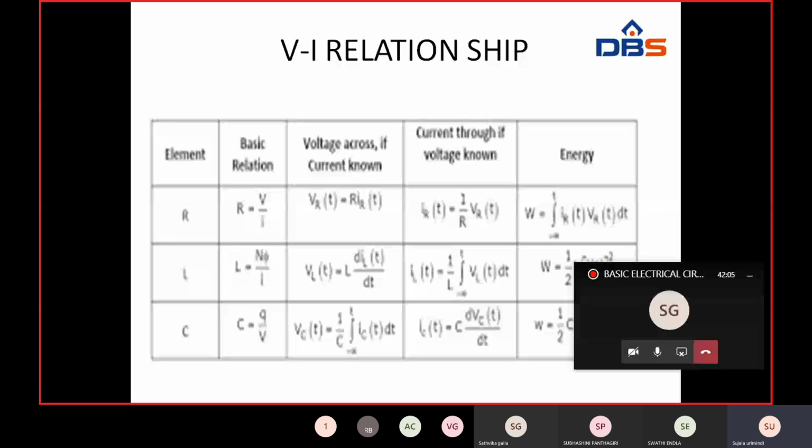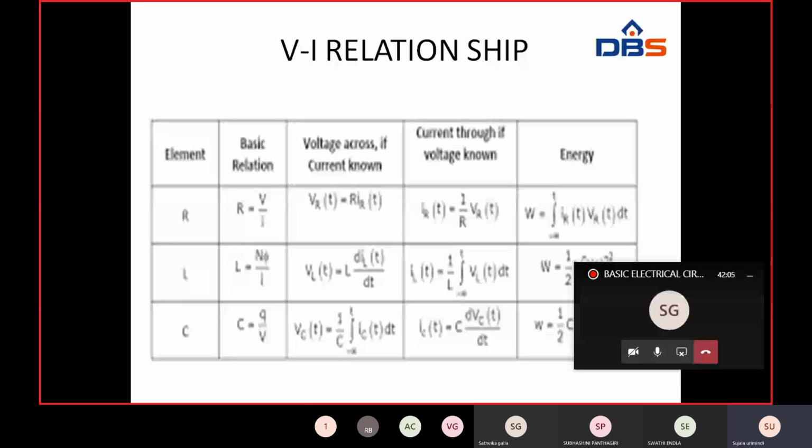So when you observe this circuit, here I is equal to the current flowing through the closed path. How many resistances are there? R1, R2, R3, R4 and R5, so 5 resistances. And how many voltage sources? V1, V2, V3 and V4, so 4 voltage sources.